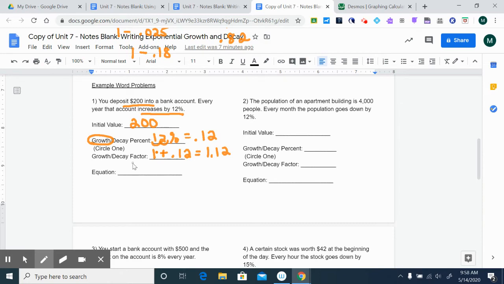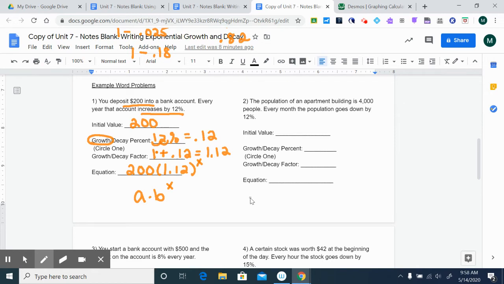Now my equation, remember from up above, our equation is just a times b to the x. So a is 200. B, we figured out, is 1.12. And then we just put an x there. And life is good and we are done.